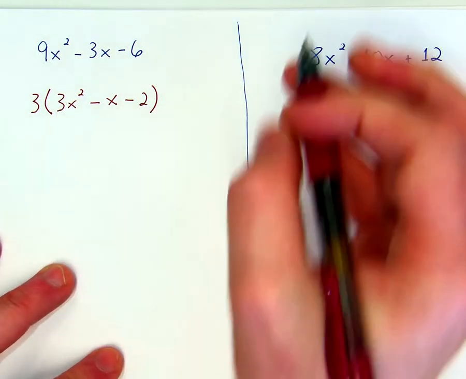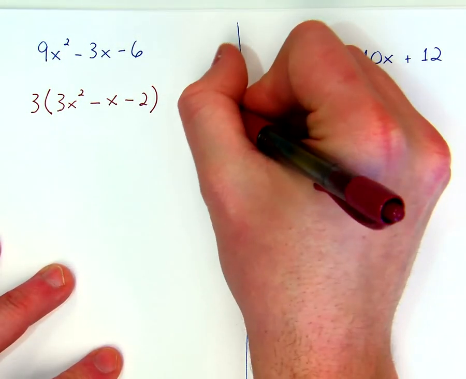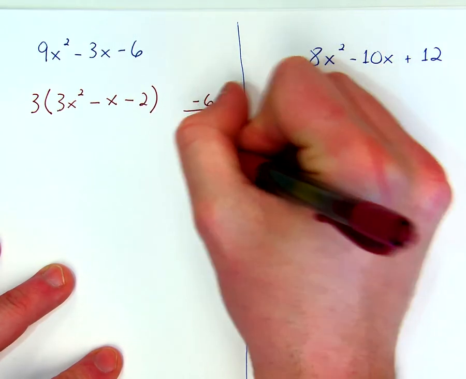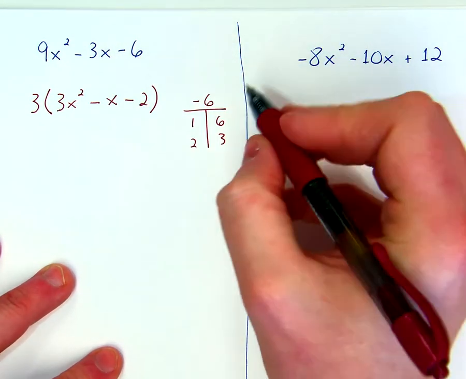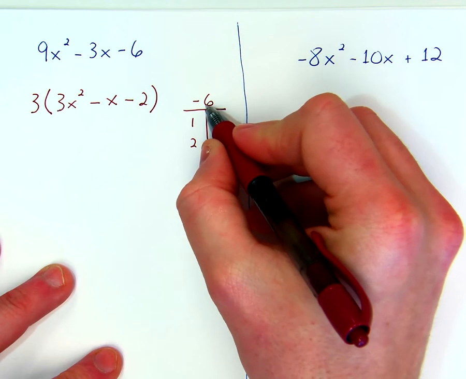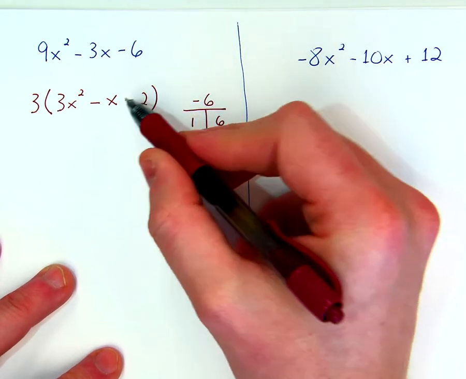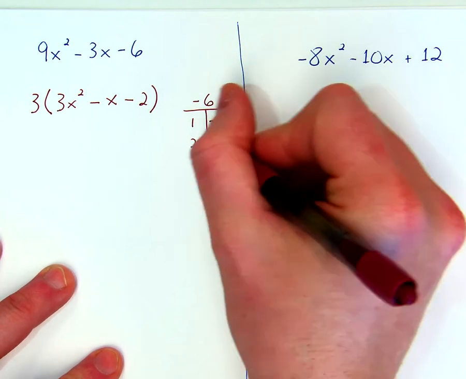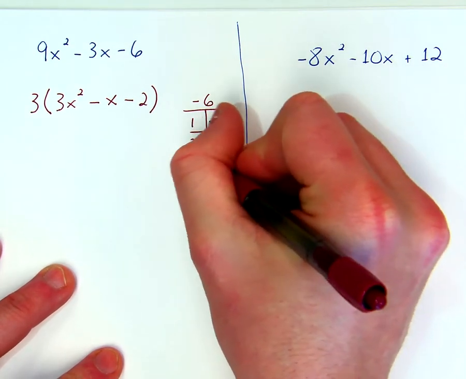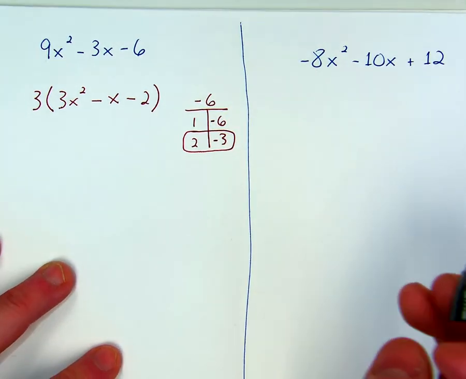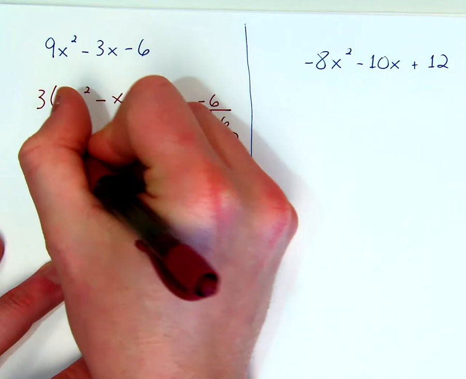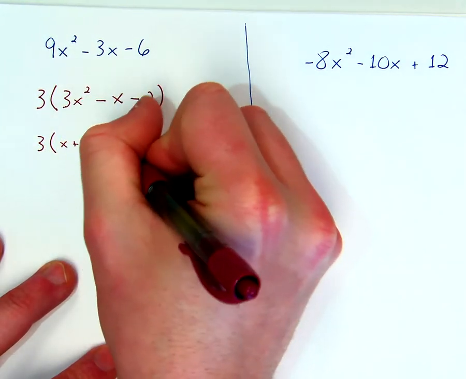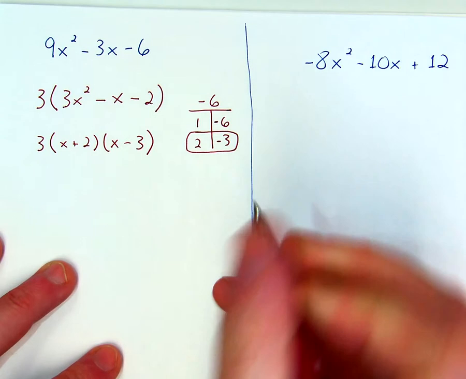A times C, 3 times negative 2 is negative 6. So we're looking for items that multiply to negative 6 and add to negative 1. Because they multiply to a negative, I know they have opposite signs. And because they add to a negative, I know that the bigger number is negative. 2 plus negative 3 is negative 1. So we're going to start with 3 times x plus 2 times x minus 3.